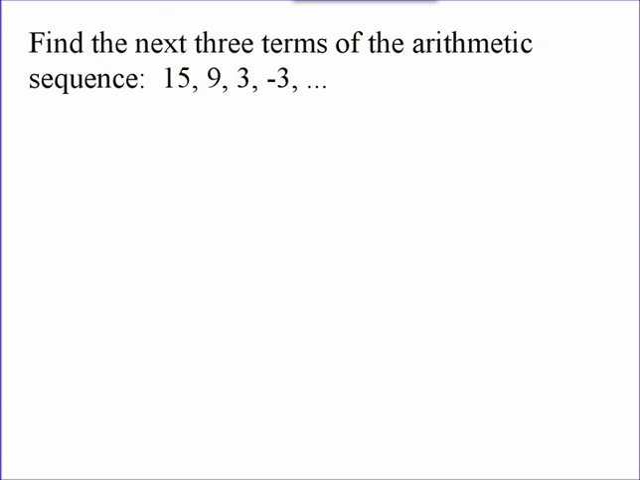Okay? So find the next three terms of the arithmetic sequence. So let's look at that one. We have 15, 9, 3, -3. So what would be the next term after -3? -9. Good. What would be after -9? Negative 15, and then negative 21.